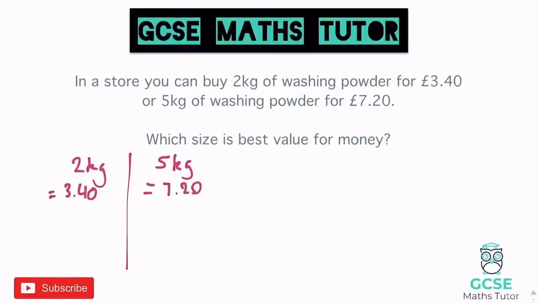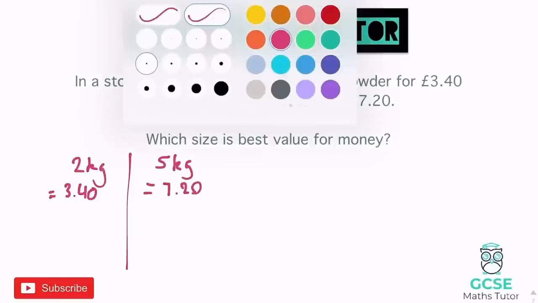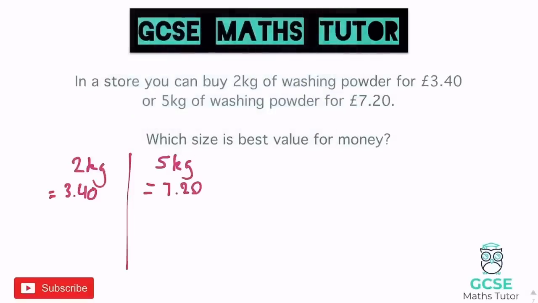Now we can either build this up to the same amount of kilograms for each, so we could think actually, well, what if we bought 10 kilograms of each? Well, 5 of these would be 10 kilograms, so if we times £3.40 by 5, we get £17. Or we can have 2 of these, and that would be £14.40.